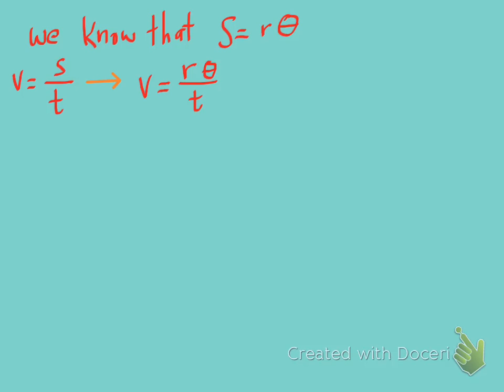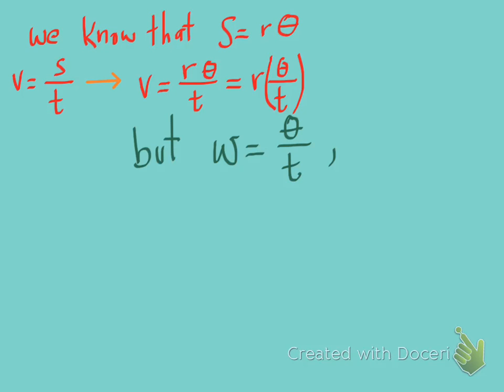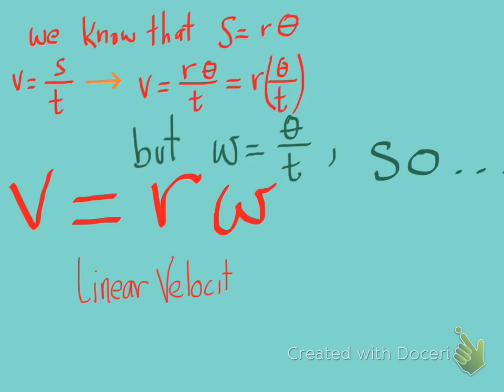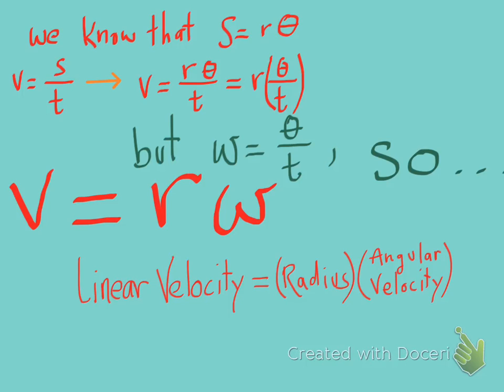So r theta, radius times theta over t, that's our linear velocity. But wait, there's more. If I do a little algebraic manipulation of that fraction and have it r times theta over t, well, your short-term memory hopefully kicks in right here, and that theta over t should look familiar because that's what we just said angular velocity is, theta over t. So what that means is that our linear velocity, v, is simply r times w. Linear velocity equals radius times angular velocity.